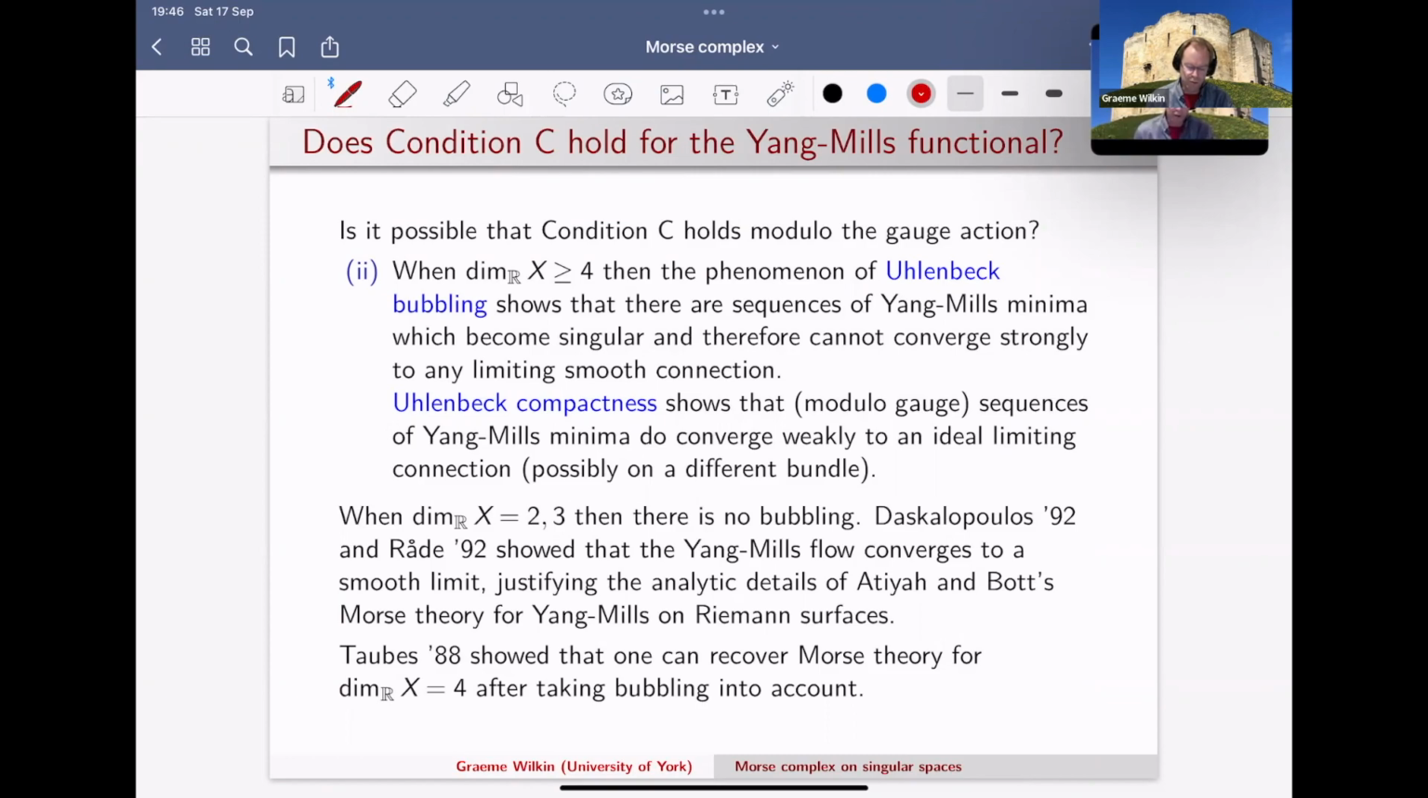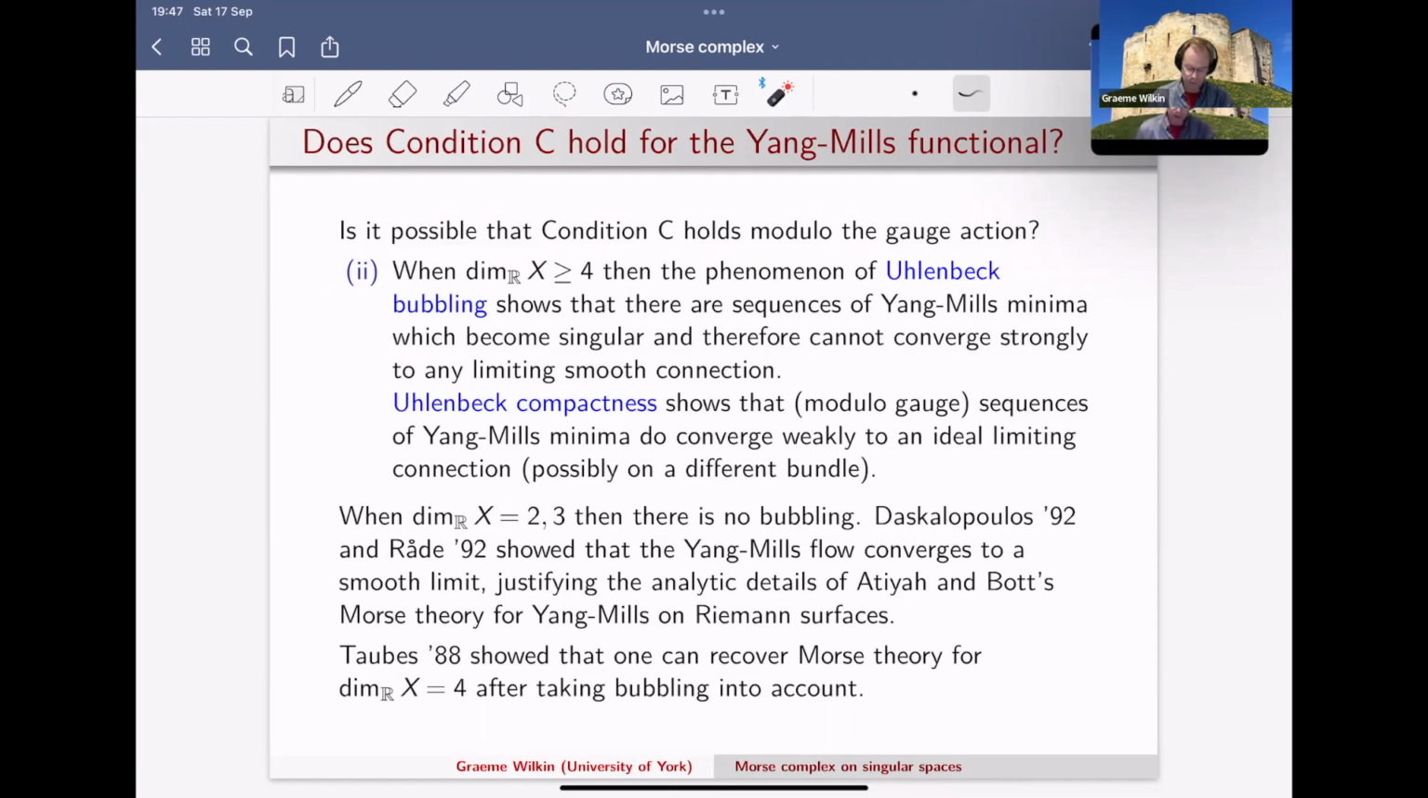So when the dimension of the manifold is greater than or equal to 4, it turns out that there are sequences of Yang-Mills minima which become singular, and so they can't converge to a limiting connection which is smooth. But it turns out that that's the only thing that can happen. So Uhlenbeck compactness gives you some control over the type of singularities that emerge in this case. So when the dimension of the manifold is 2 or 3, there's no bubbling. So this follows from the compactness theorem.